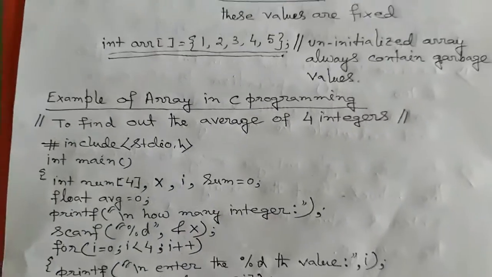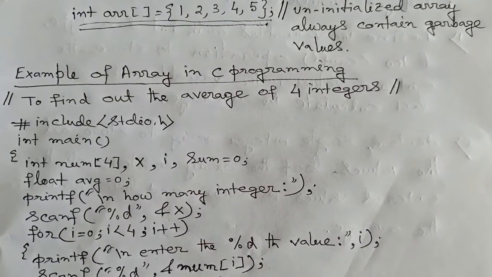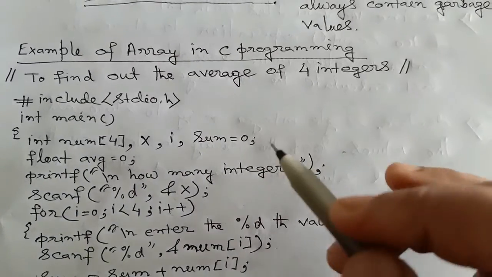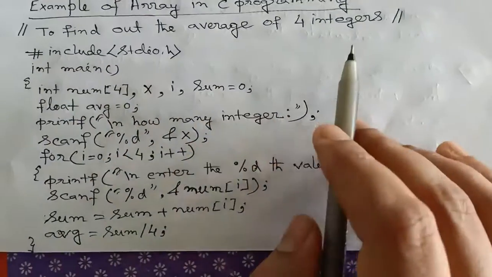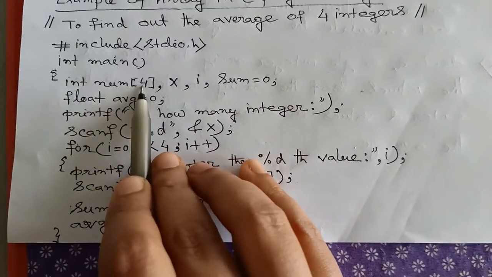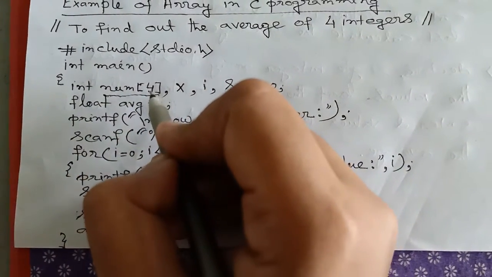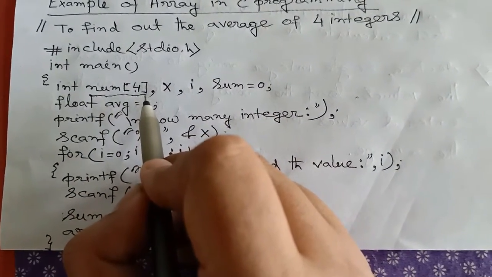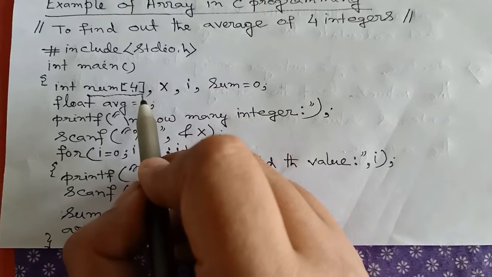Now we see an example of an array in C programming, where we find the average of 4 integers. So we start coding in C programming: #include <stdio.h>, int main. Now we declare int num[4]. Here num is the array name and 4 is the size. Because we mentioned the size, we can take only 4 integer values.